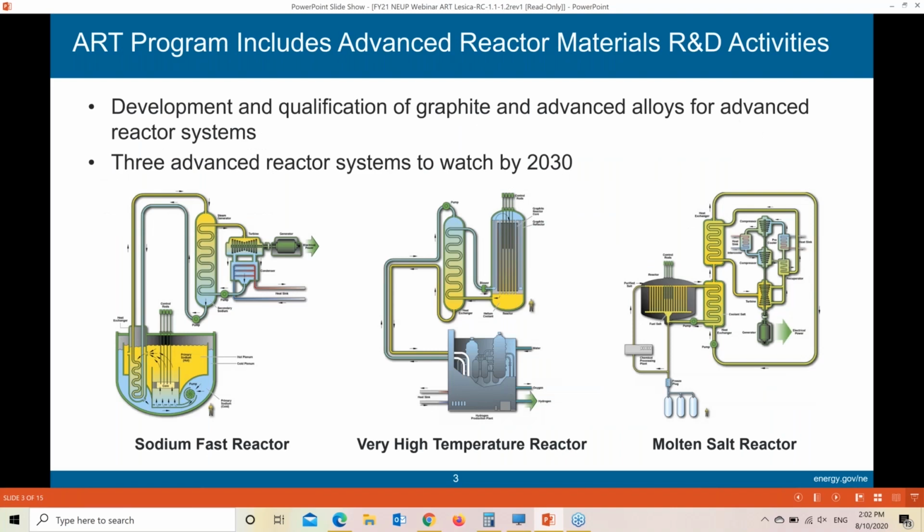As I mentioned, materials are a big portion of the research in the ART program, and it includes both the development and qualification of graphite and advanced metallic alloys for these systems. On the slide, we have three advanced reactor concepts that have become very much of interest to reactor designers of late: sodium fast reactors, very high temperature reactors, and molten salt reactors. Each of these reactor types has different designs depending on the vendor, and there's one example depicted for each.